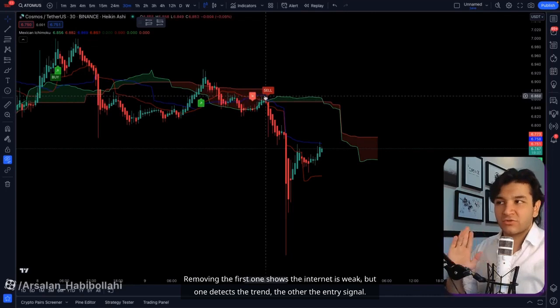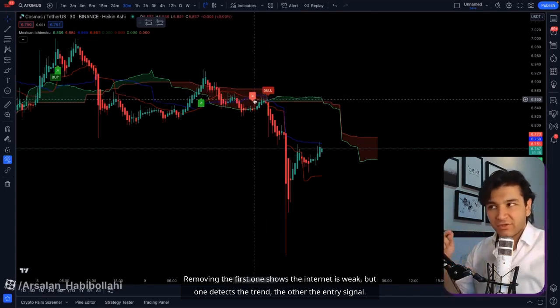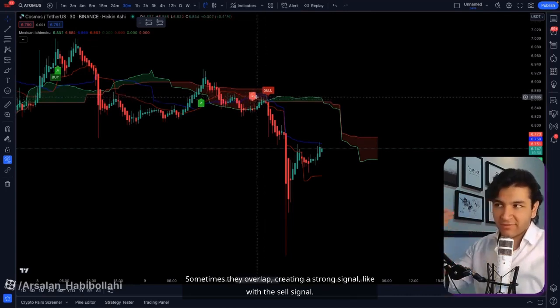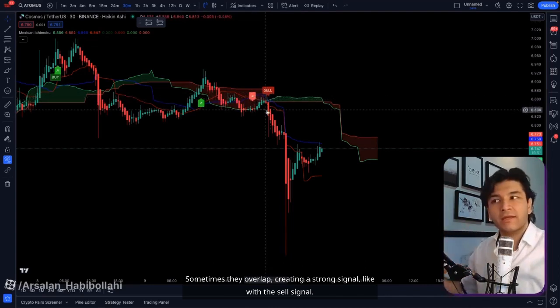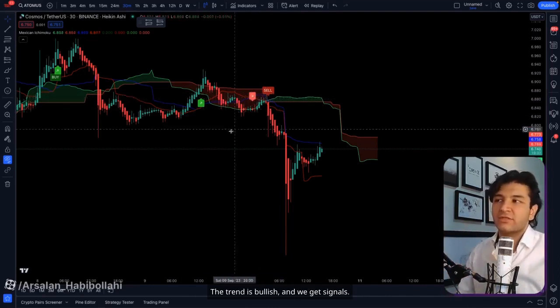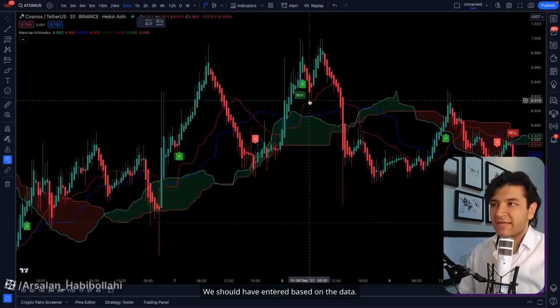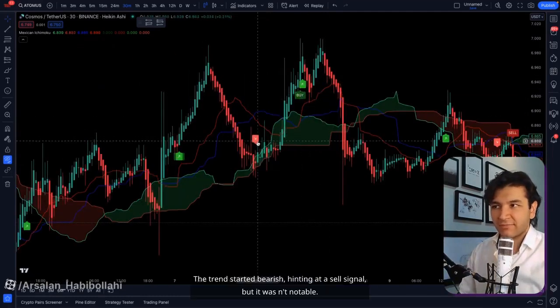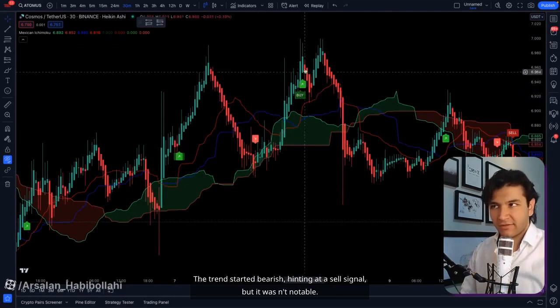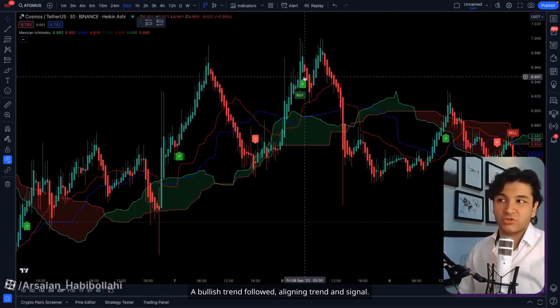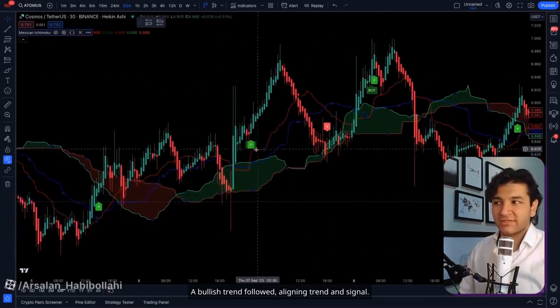Removing the first one shows the signal is weak, but one detects the trend, the other the entry signal. Sometimes they overlap, creating a strong signal. Like with the sell signal, the trend is bullish, and we get signals we should have entered based on the data. The trend started bearish, hinting at a sell signal, but it wasn't notable. A bullish trend followed, aligning trend and signal.